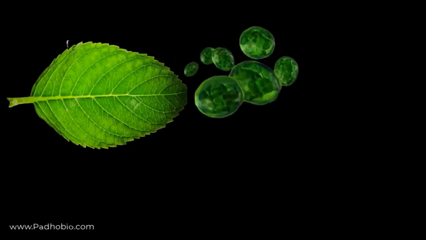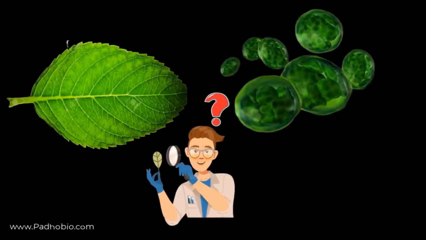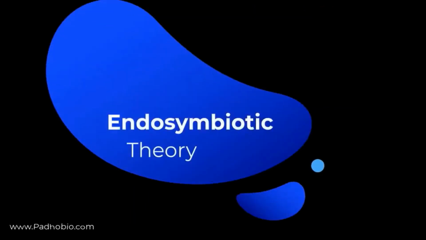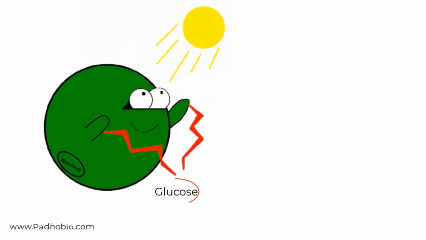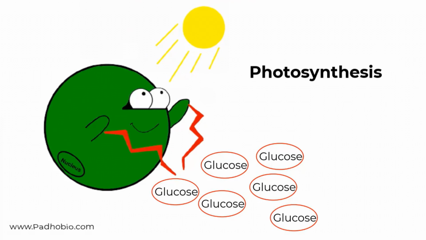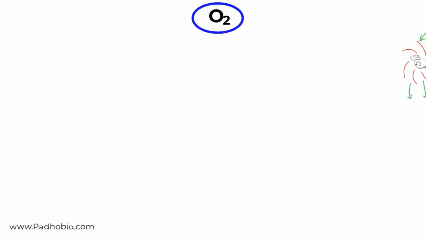If we look inside a plant cell from a leaf, a chloroplast can be seen easily. Not with the naked eye, but using some equipment, we can do so. Where does this chloroplast come from? To know this, you must know about endosymbiotic theory. Long ago, there were some prokaryotes having photosynthetic abilities. It means they can make their own food using sunlight energy, and those were photosynthetic bacteria.